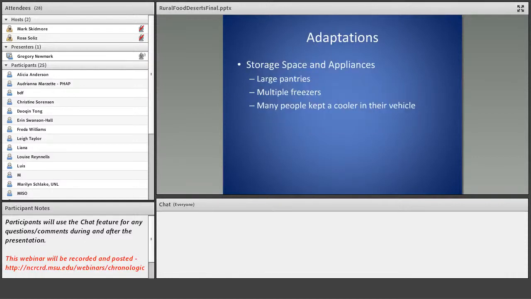Now, these adaptations, of course, require lots of space to store things and specialized appliances. People talked about having large pantries and having multiple freezers in their basements, and by multiple, I mean like 3. Another common adaptation was that people would keep a cooler in their vehicle so that if they were out, they could buy frozen or refrigerated food and have a chance at getting it home in the summer without worrying about it. People also mentioned how the size of the cooler often limited what they could purchase.